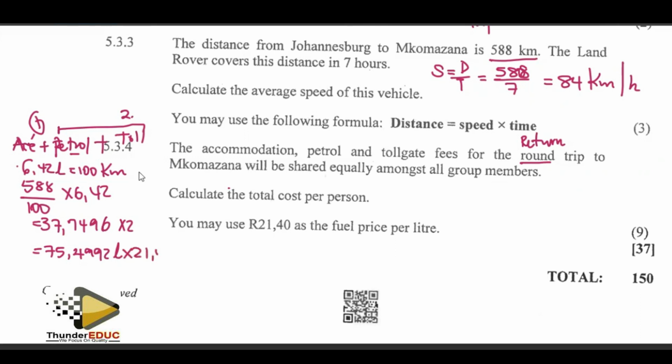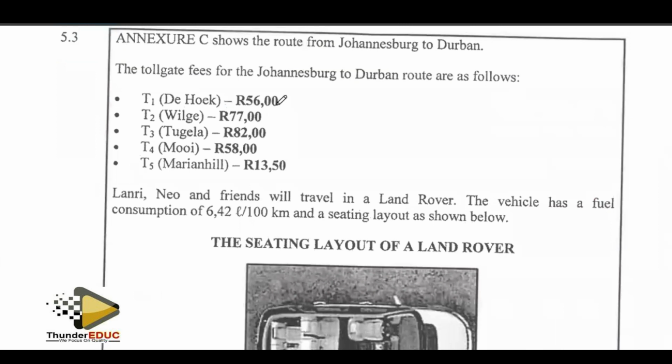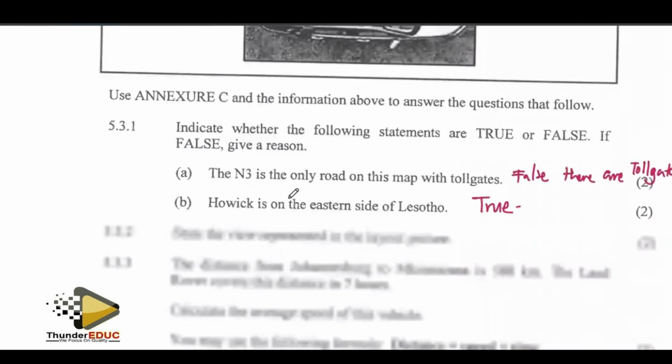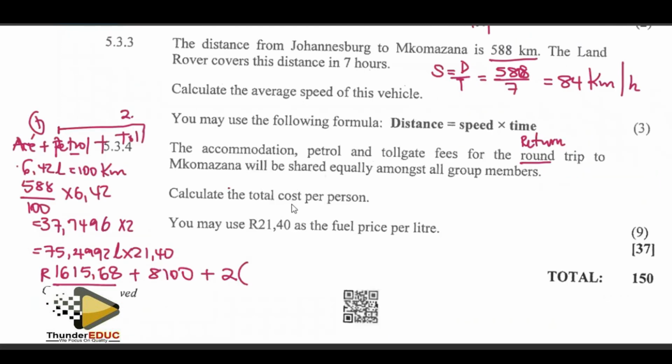We multiply by the money. I'm looking for the money for the fuel. So fuel only, we need to spend 1,615 rand 68 cents. This is petrol plus accommodation, which is 8,100. Then we are going to add on the toll gates, which is 2 into 56 plus 77 plus 82 plus 58 plus 13,5. We are going to add all these values, which will be 56 plus 77 plus 82 plus 58 plus 13,5.